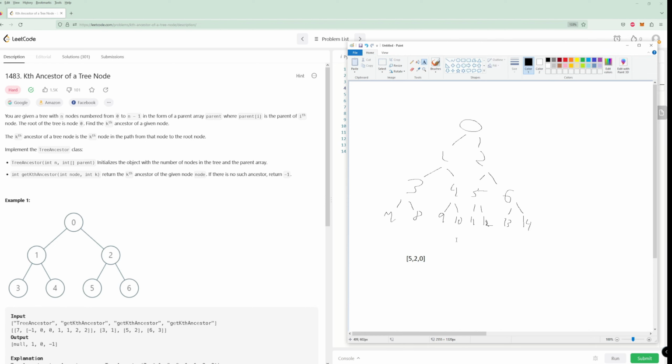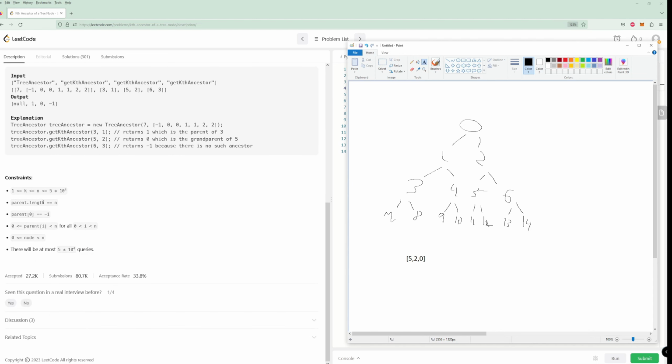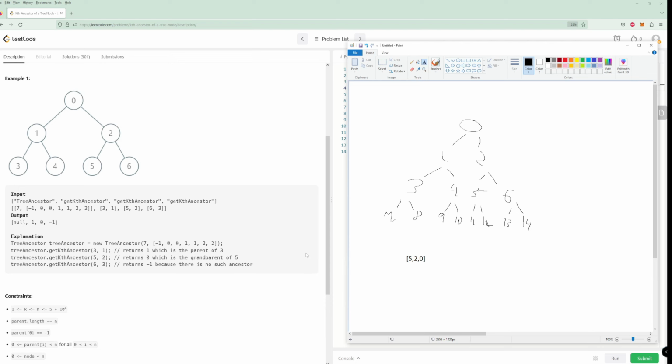But we'd have to do that for every single node in the tree. And also, there are 10 to the 4th nodes. So that's also not the greatest idea because we're going to have n squared space complexity now, which is also not ideal. So is there anything else we can do?